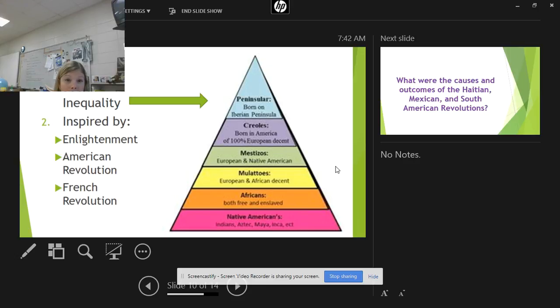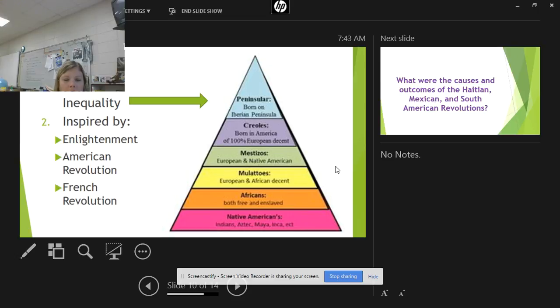Just because they're born in America meant they couldn't be in the government. They could run things in the military. They were still fairly wealthy, but they could not make decisions in government. Then we had the mestizos and the mulattoes. They were Europeans mixed with either Native American or African descent. They tended to have a little bit more legal rights than, say, natives or slaves.